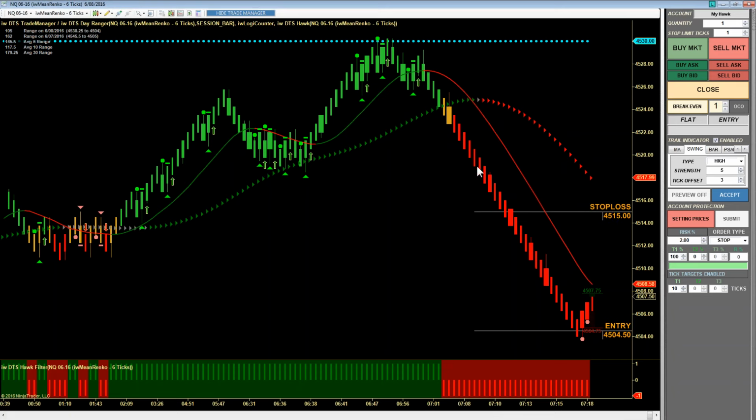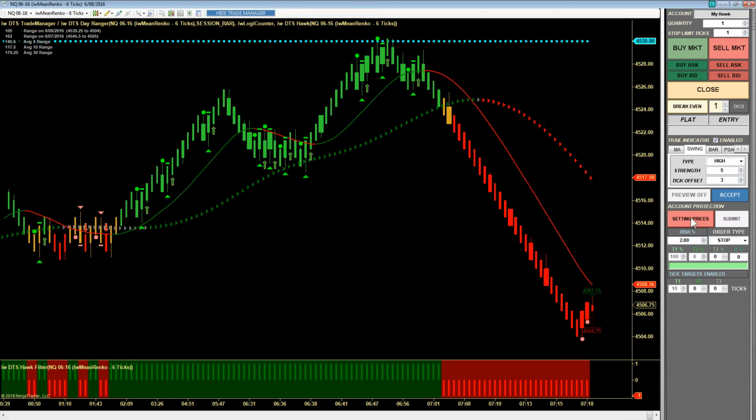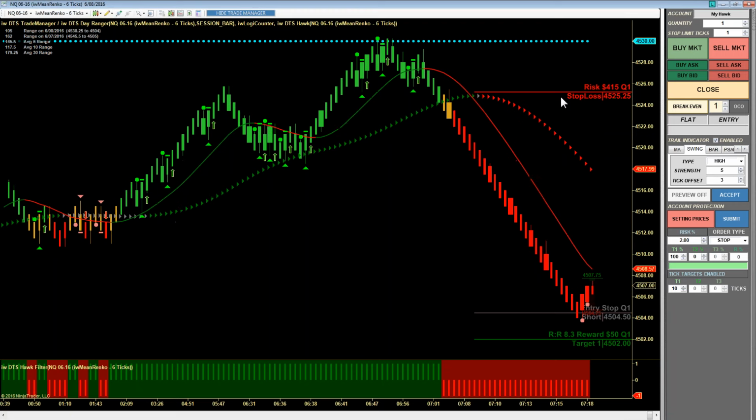So now the question becomes, where do I place my stop? Well, watch what happens. If I place my stop really tight, notice the risk amount, $350. That's 2% of my capital. Don't wig out if that sounds like a lot. If I place my stop up here, it's still in that neighborhood. It's $350, $400.